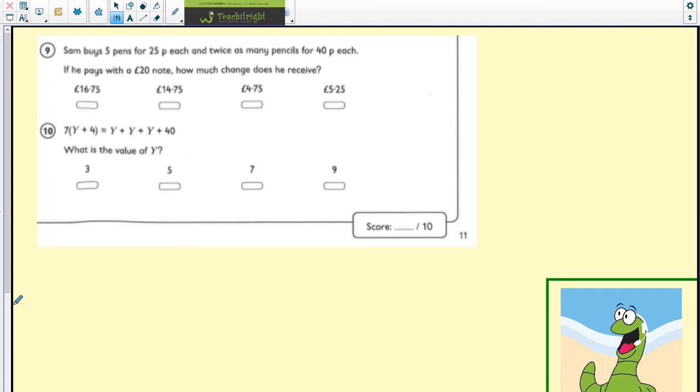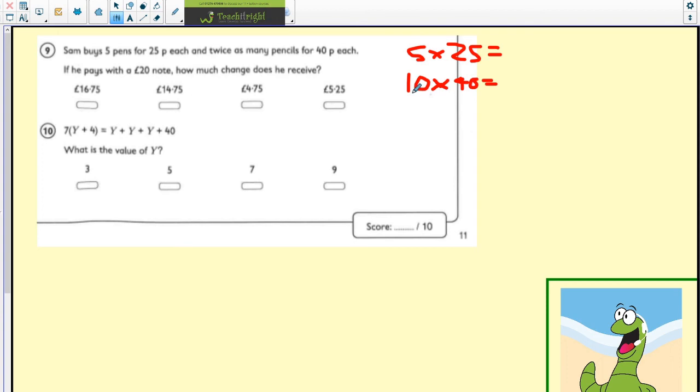Right, very last page, 9 and 10. Let's do red. Sam buys 5 pens for 25 pence. And twice as many pencils, so 10 pencils for 40p. He pays with a £20 note. How much change does he get?